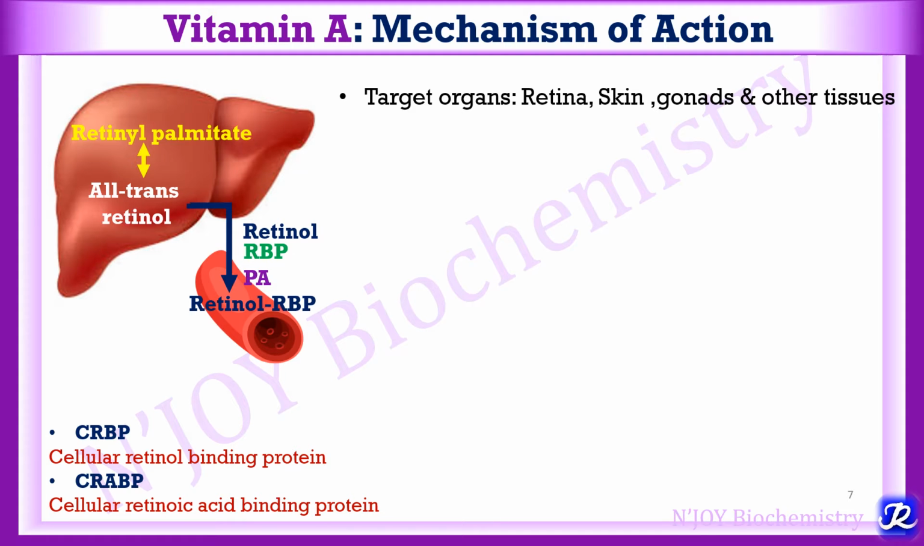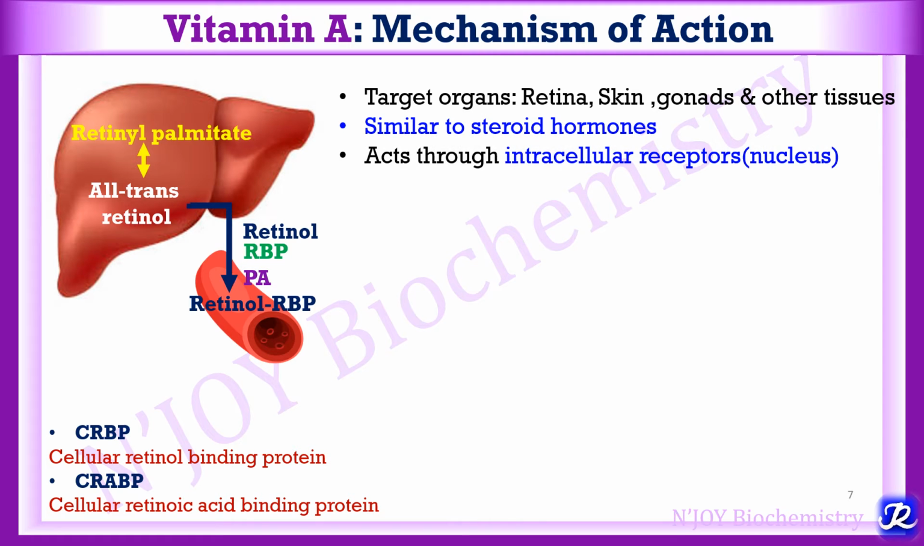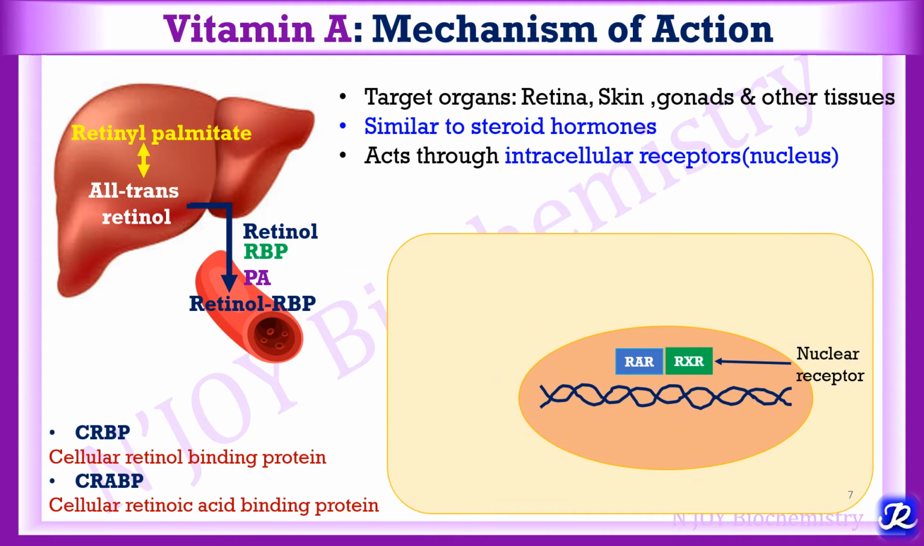The mechanism of action of retinol or vitamin A is similar to that of steroid hormones, and it acts through intracellular receptors. The intracellular receptors through which this vitamin A acts are located in the nucleus. So these are the intranuclear receptors, and these nuclear receptors are retinoic acid receptor, that is RAR, and retinoid X receptor, that is RXR. So once this trimolecular complex reaches the target cell through the circulation, then the retinol binding protein is released from the complex and retinol is taken up by the cell.